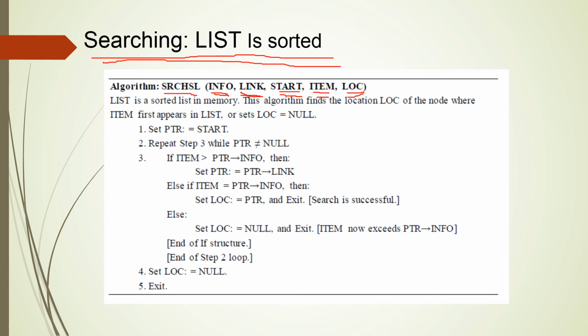LOC is the pointer variable which is going to receive the address of a node which contains the key element if the search is successful, otherwise the value of the variable LOC is null. So to understand the code, let us take one simple example. Linked list with 4 nodes, the elements are in sorted order.